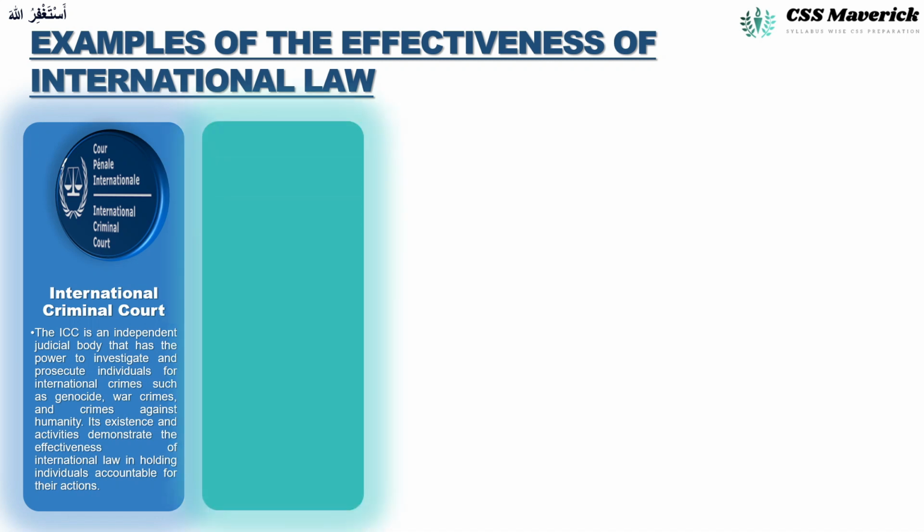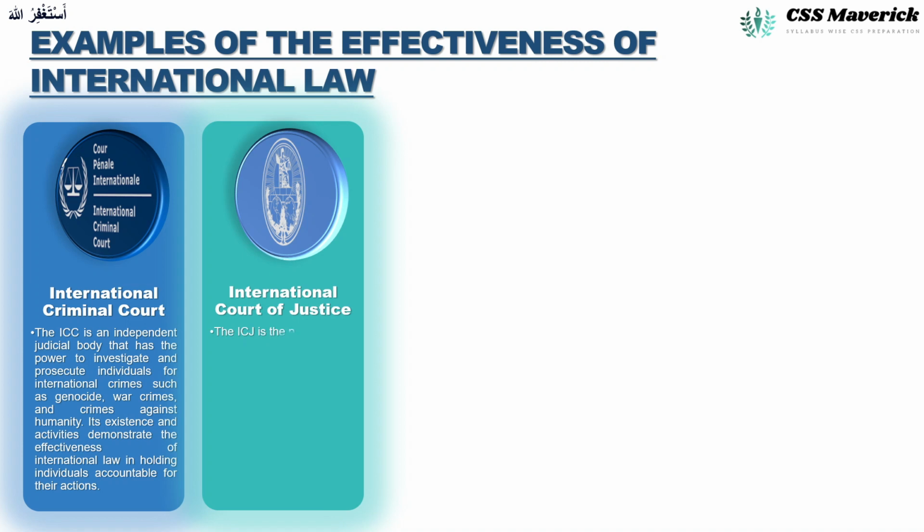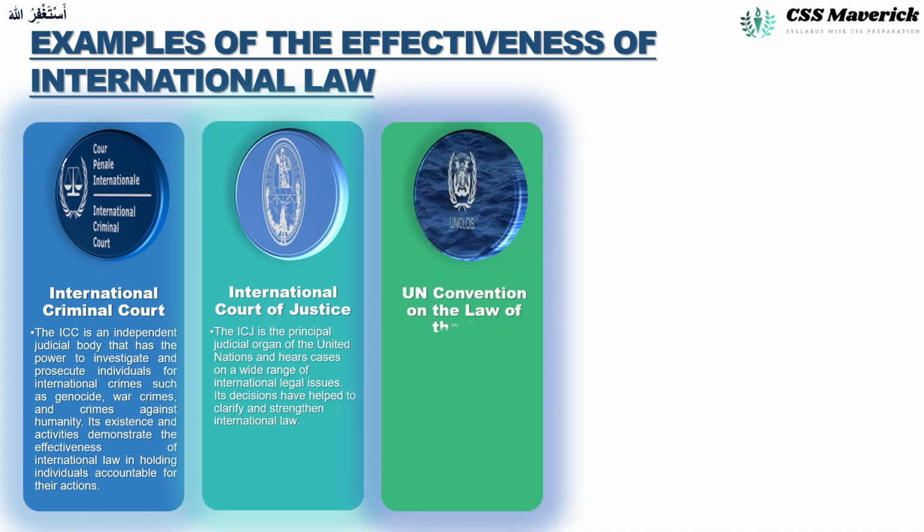Then the second is the International Court of Justice. The ICJ is the principal judicial organ of the United Nations and hears cases on a wide range of international legal issues. Its decisions have helped to clarify and strengthen international law. Then the next is the UN Convention on the Law of the Seas. This treaty has helped to establish rules for maritime activities and has resolved long-standing disputes over maritime boundaries.